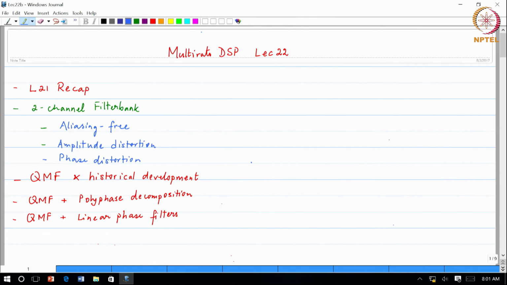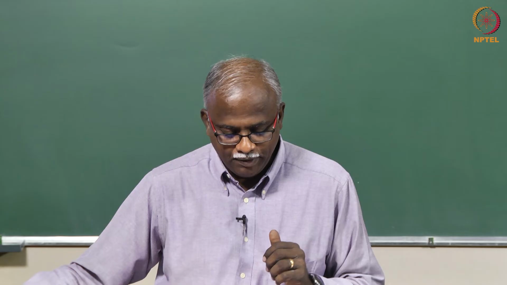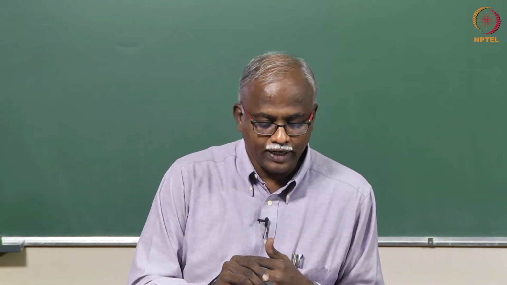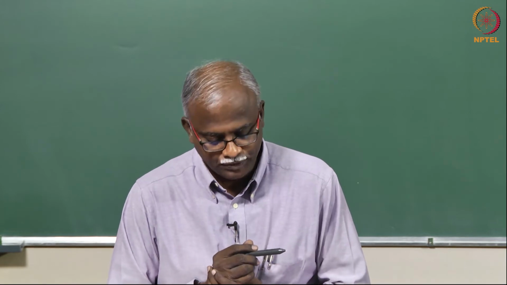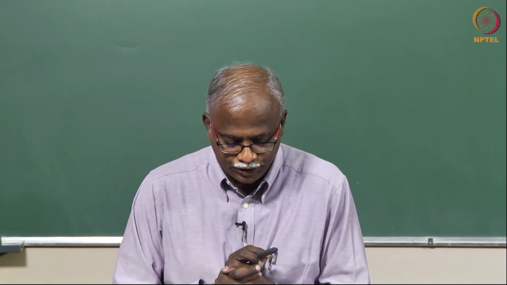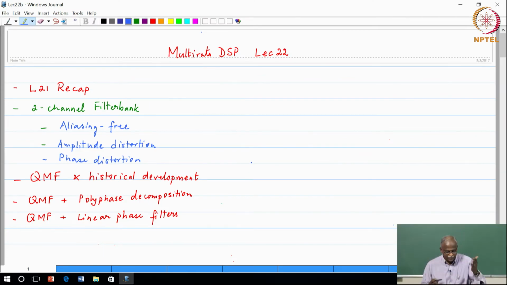Good morning. Let's begin lecture 22. We pick up from the last lecture where we talked about the two channel filter bank, alias free filter bank, and today we will continue on that discussion. I'd like to cover some aspects of how do we eliminate amplitude distortion, how will we eliminate phase distortion. We will also look at how the historical development happened, which came first, how did people actually solve this problem of removing all three forms of distortion.